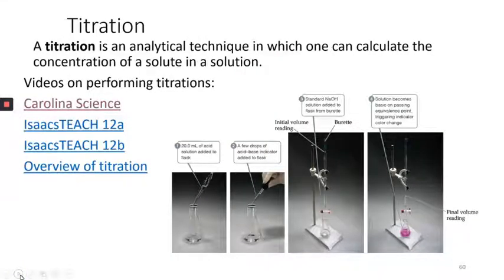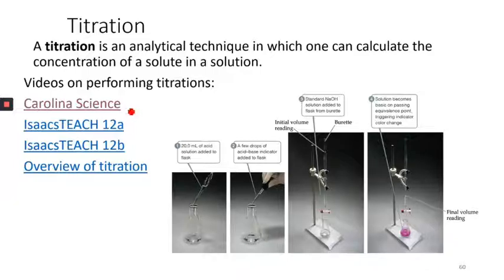Now, how do we come about knowing the volume and the concentration of what we're mixing? Well, we have to do something called a titration experiment. And when you do titration, it's an analytical technique in which you can calculate the concentrations of a solute in a solution. So if you're given an unknown solution and you don't know its concentration, you would have to titrate it to figure out what the concentration of that solution is.